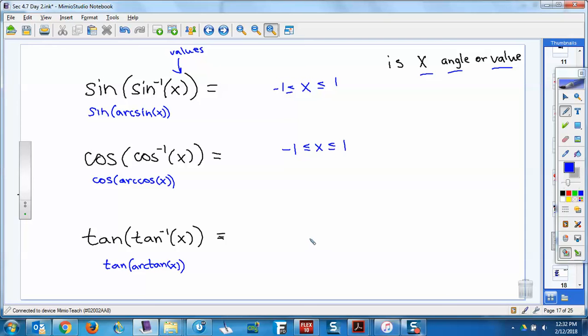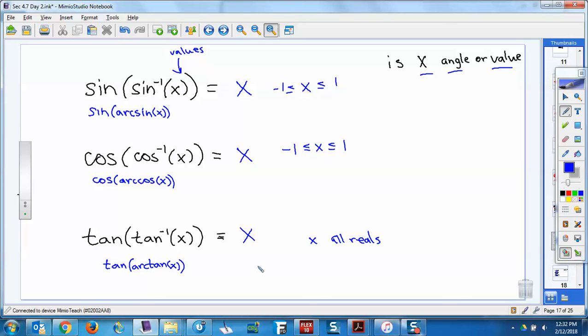Now right here, x could be anything. X could be all reals because this is our tangent. But for arc sine or arc cosine, this number in here is going to have to be between -1 and 1. It turns out that this is always going to equal just x. This is the way that it will work nicely, and they will always cancel each other out, and we don't have to worry about restrictions.